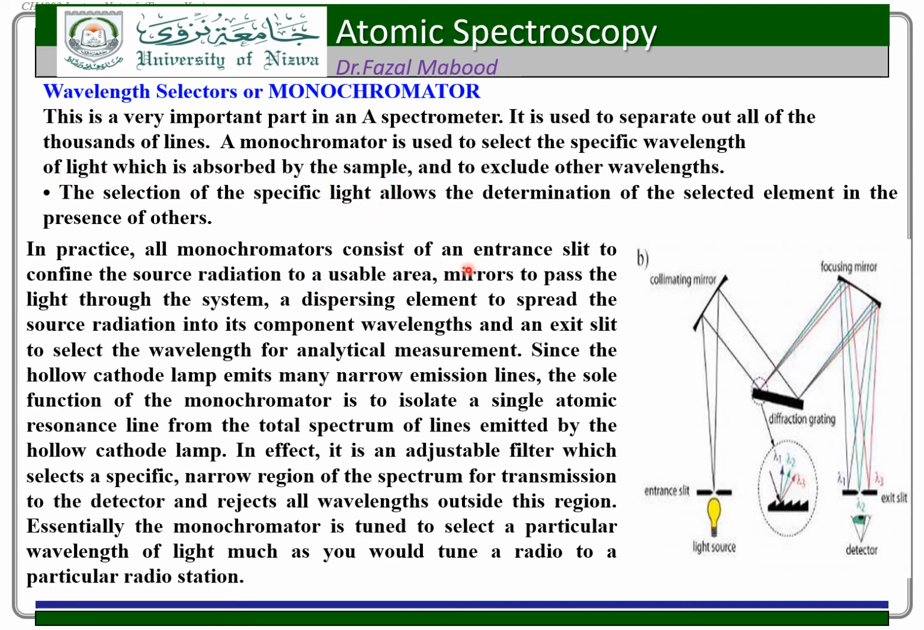Our monochromator consists of an entrance slit. Here this is the light source which emits the polychromatic light, and here is the entrance slit, and after that this is the mirror, and here is another mirror, and here you see the grating. After striking the grating, the different wavelengths are separated. Here you see one wavelength, another wavelength, another wavelength, and a specific wavelength we then target upon the analyzed sample.